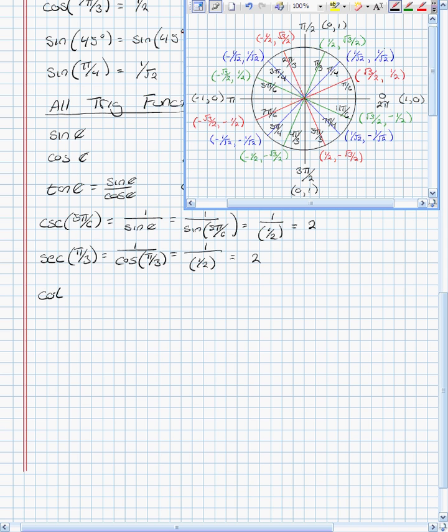The cotangent of 5 pi over 4 is equal to the cosine of 5 pi over 4 over the sine of 5 pi over 4. So we look at 5 pi over 4, follow our unit circle. It's down here to this blue one right here. So it's minus 1 over the square root of 2 over minus 1 over the square root of 2, which simplifies down to 1.